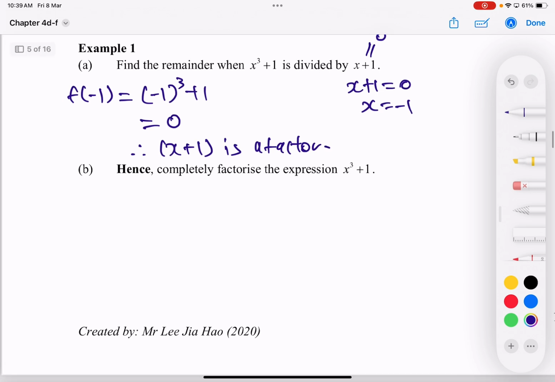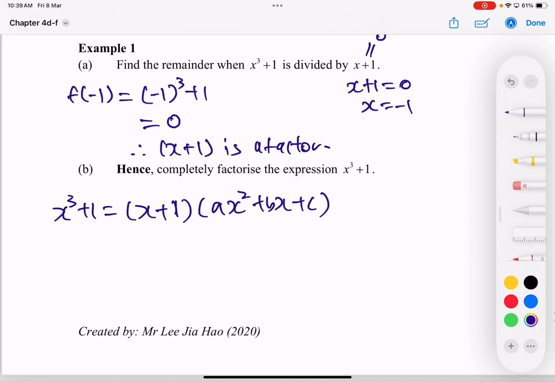I know that the function f(x) = x^3 + 1 is equal to (x + 1) multiplied by a quadratic. Okay? Why must I multiply by a quadratic? Again, it's because you want a degree 3. This is degree 1. The only way for you to get a degree 3 is that you must multiply by a quadratic. Okay, that is the very first step you must understand.